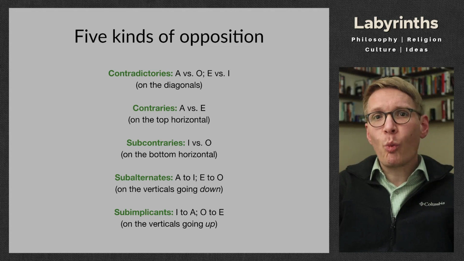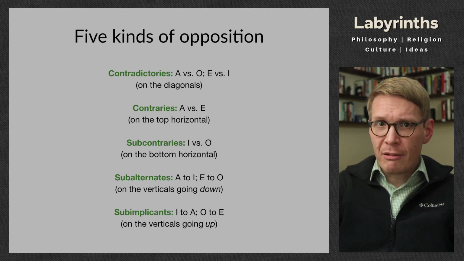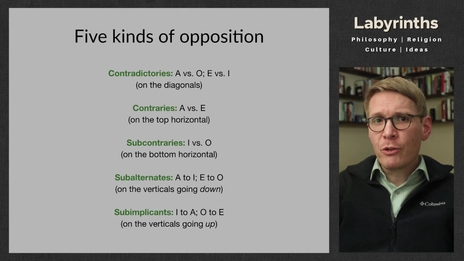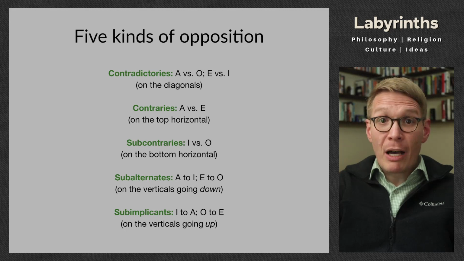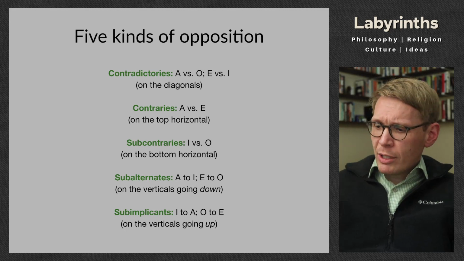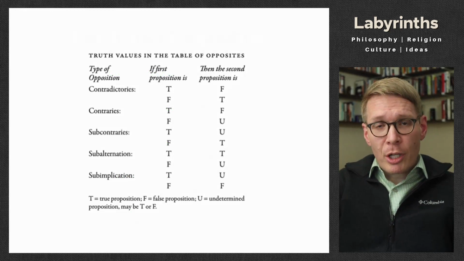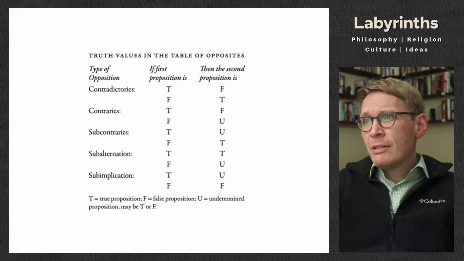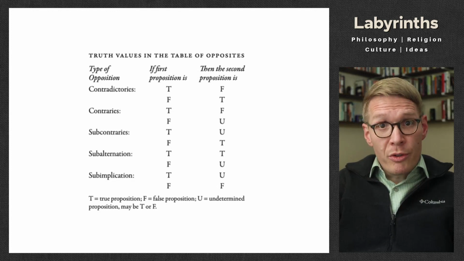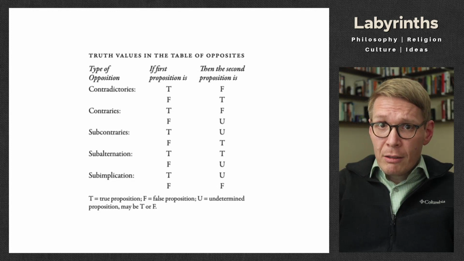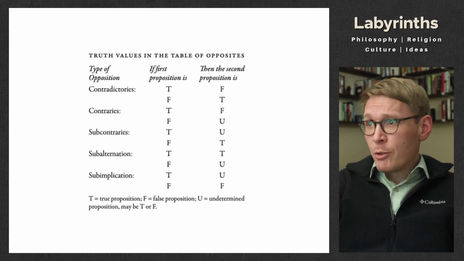What I want to do now is just walk quickly through each of these five and show you, using the square of opposition, how they work. Now, before that, one slide, and this is a table presented in Hauser's book, Logic as a Liberal Art. This table very helpfully, to my mind, presents the truth values pertaining to these different kinds of oppositions, right?